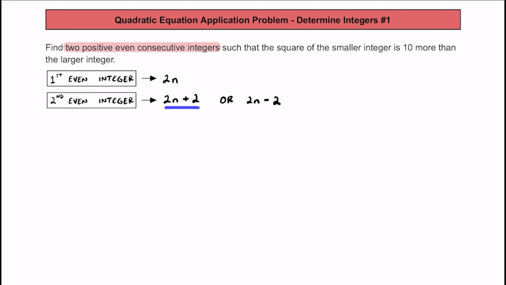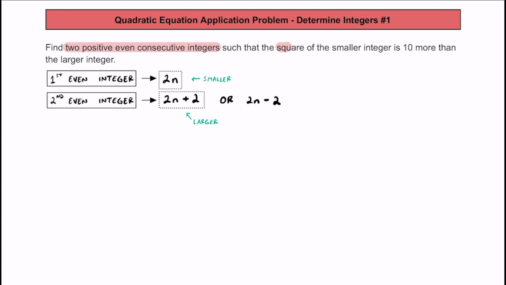Between these two expressions, it's up to you which one you want to use, as long as you know which one gives you the larger or the smaller integer. But for me, in this practice problem, I'm going to use 2n plus 2 as my second even integer, which is going to be the larger one. And I'm going to use 2n to represent the value of the smaller even integer. Alrighty, so let's go back to the problem.